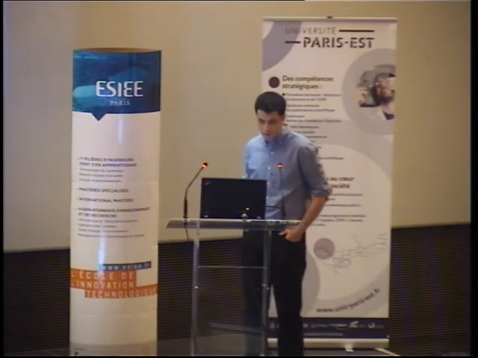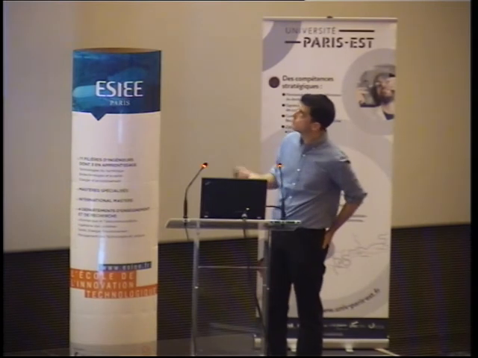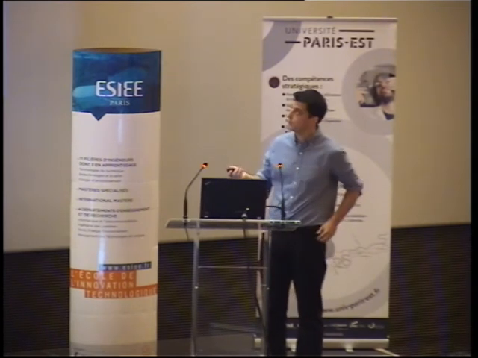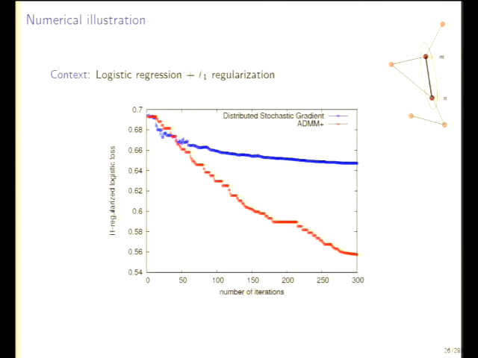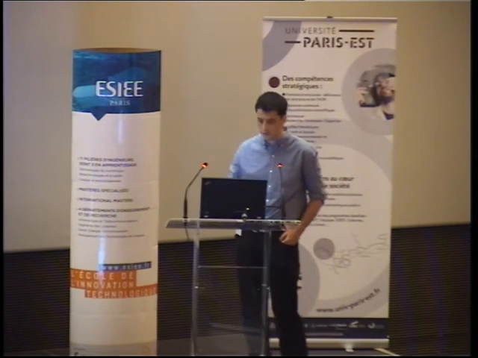I do not write the algorithm, I just provide some numerical illustrations. Here we have a certain graph. We have considered a logistic regression problem with an L1 regularization term. This is the decrease of the loss function as a function of the number of iterations. The red curve is the ADMM plus, and the blue curve is the distributed stochastic subgradient algorithm.